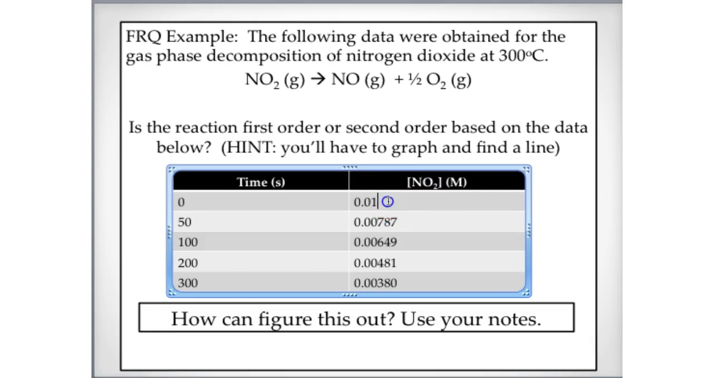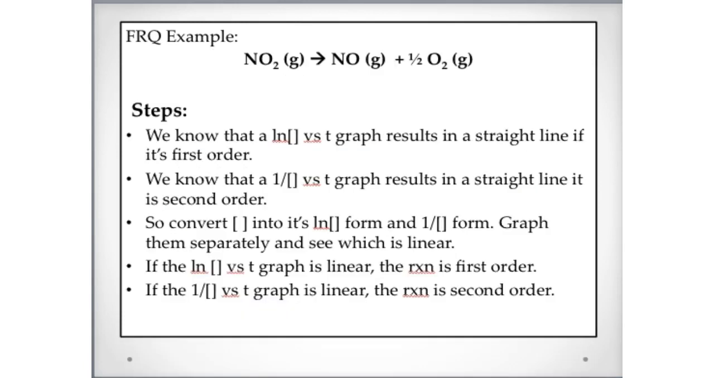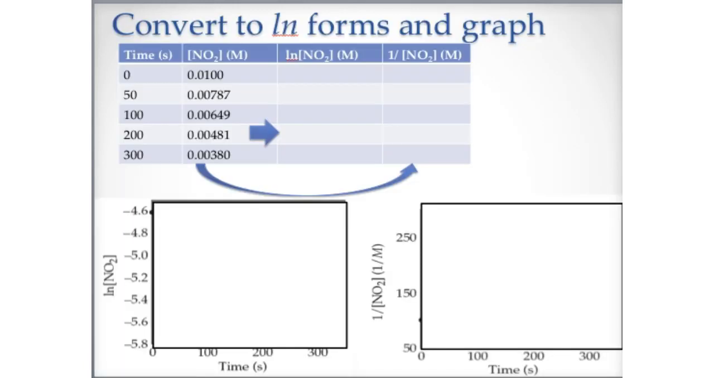Then what we could do is convert these numbers into its inverse. 1 over these numbers will give us different numbers, and we would plug them in to a graph, and if that happens to be linear, then it's going to be second order. So here in this slide, it talks about the plan, the steps that you could take. But what I did is I created this graph right here.